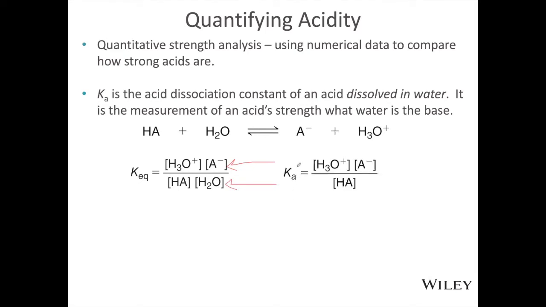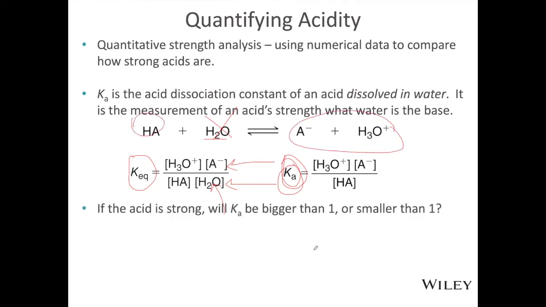When we're talking about Ka, however, we're going to simplify it and we're going to remove water. And so the value of Ka includes the water term. And so Keq, water is actually in the equation. Ka, water is not in the equation. It's included in this term Ka. So we basically have the conjugate acid and the conjugate base in the numerator, and then we have the original acid in the denominator.